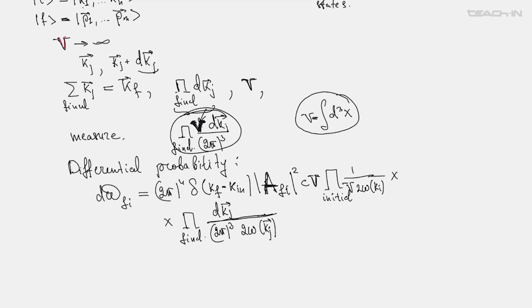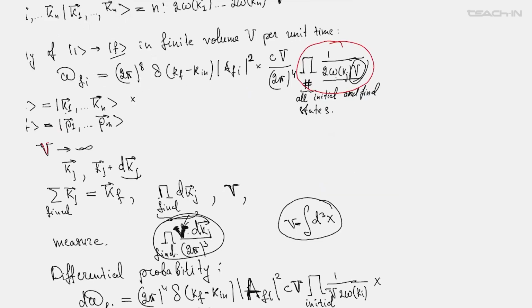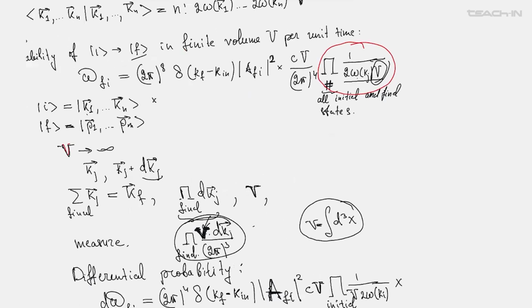So altogether, the measure comes as a product over all final states of the factors V multiplied by delta k_j, for every outgoing particle, for every outgoing momentum. Then we take our transition amplitude and we multiply it with this measure factor.